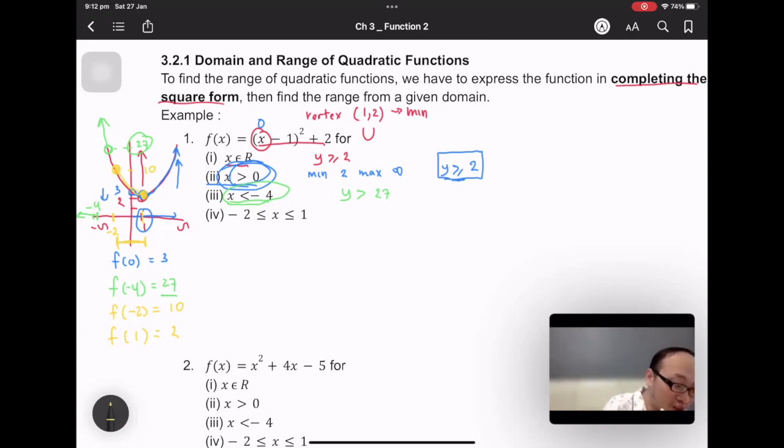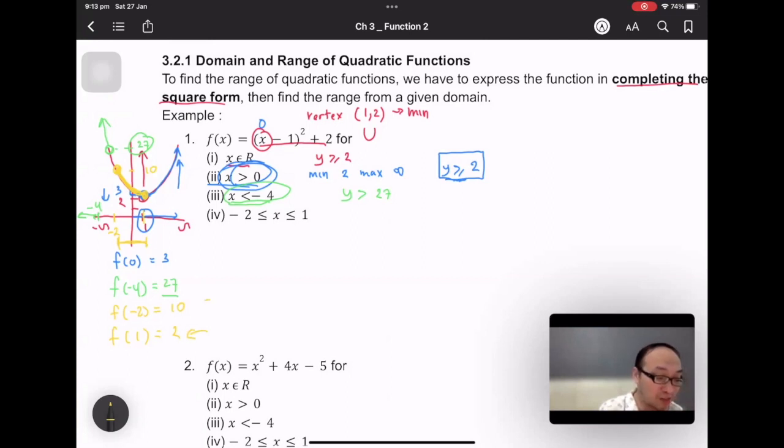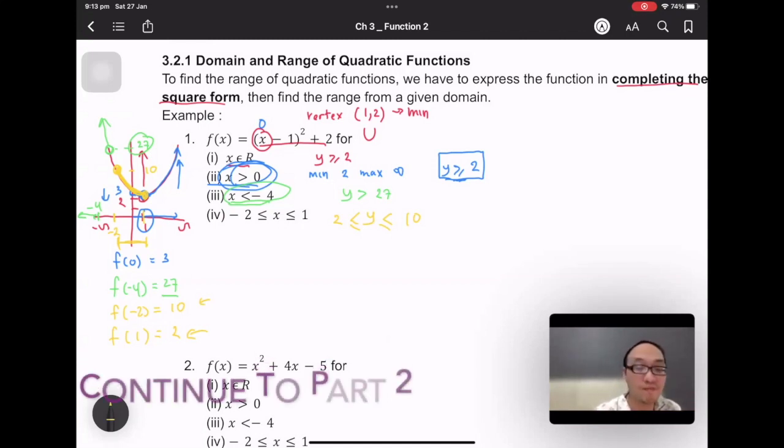And this is the graph. Now this is a one-to-one function, so the range will be taken from the limits of the domain. We can see the minimum is 2 and the maximum is 10. So y is between 2 and 10 inclusive. That's for number 1.